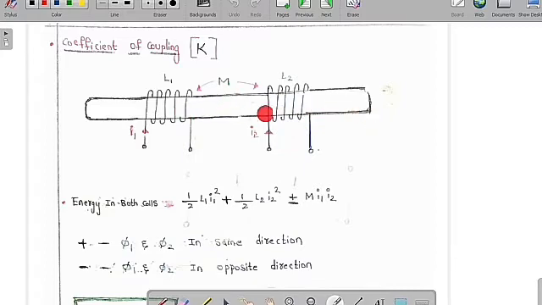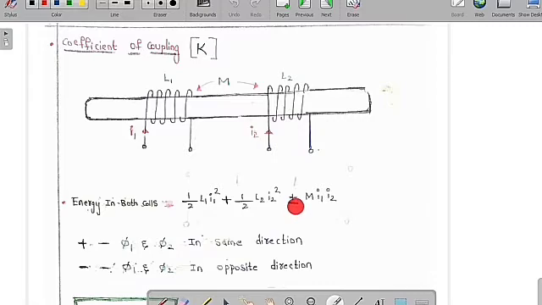Because of this, there is an interaction of flux. Because of one coil, the flux is going to link the other coil. This amount of useful flux that links between these two coils, we represent with a symbol called the mutual inductance. So M is called the mutual inductance between the two coils. Then, what is the energy in both the coils? It is half into L1 into I1 square plus half into L2 into I2 square plus or minus M into I1 I2.